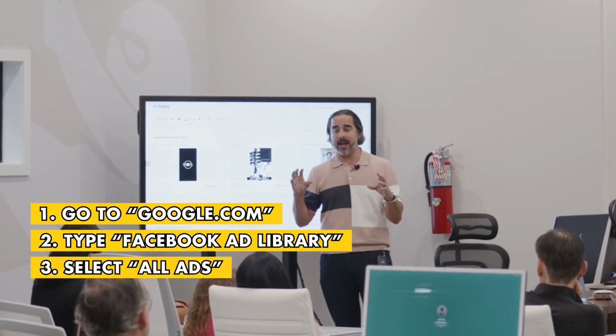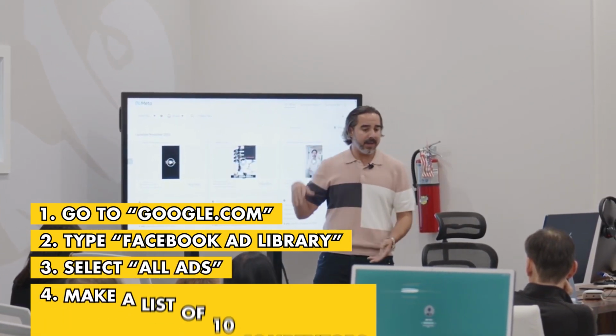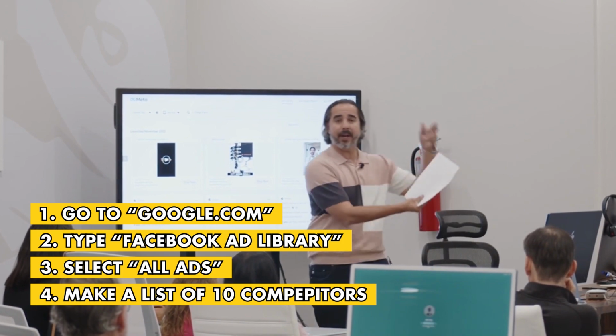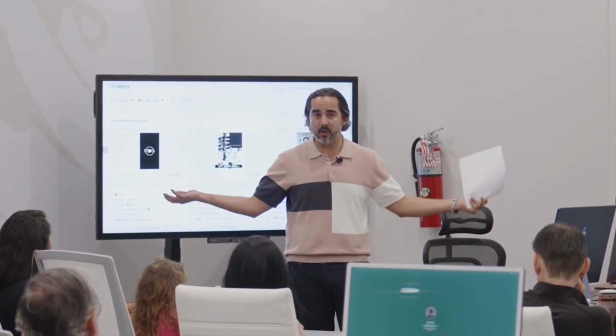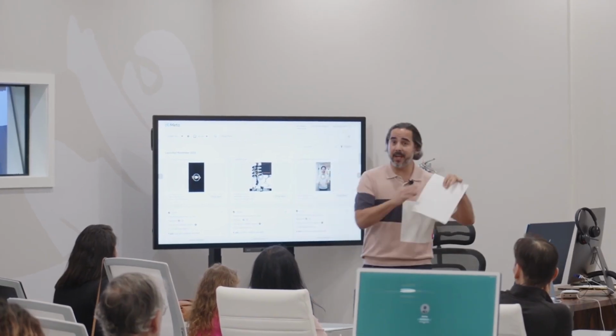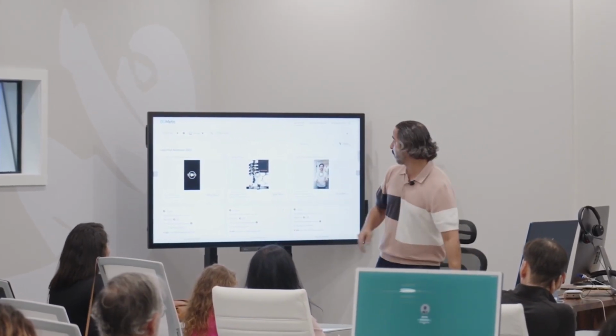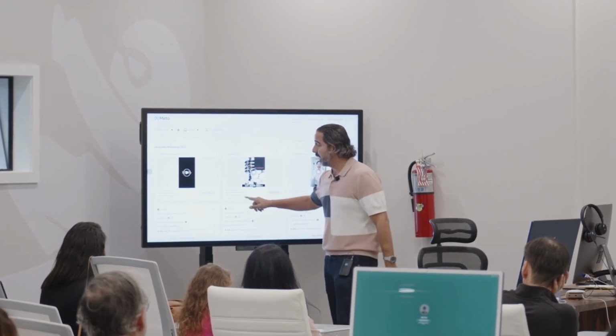You select all ads, and then you go in there and you make a list of 10 competitors that you have. We all have competitors, unless your name is Elon Musk, right? And you build the greatest vehicle, electric vehicle in the universe. Unless you're Elon Musk, you have competitors, right? So you make a list of 10 competitors or 20, and you start looking at them one by one, and you see what they're doing.